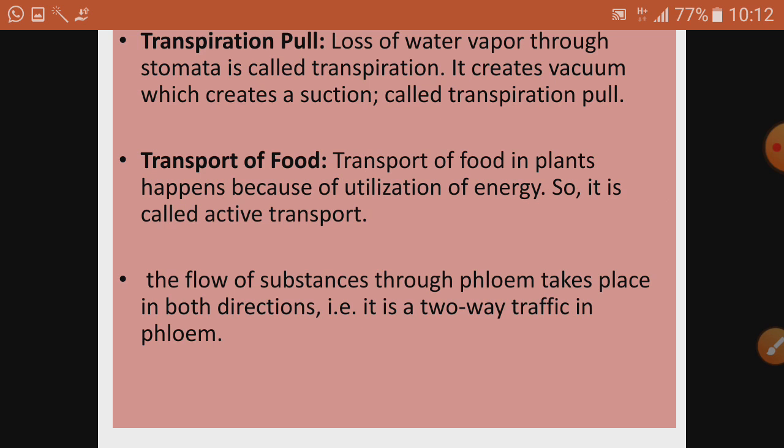The flow of substance through phloem takes place in both directions. It is two-way traffic in phloem. Two-way traffic means because the food is the requirement of every part of the plant, so it has to be translocated, it has to be transported to every part. So here we can say the difference in xylem and phloem: in case of xylem, the transport of sap is unidirectional. It moves from the roots to the leaves. But in case of phloem, the movement of food is bidirectional. It moves from the leaves to all parts of the plants.